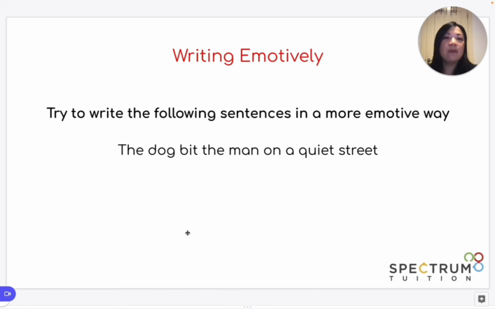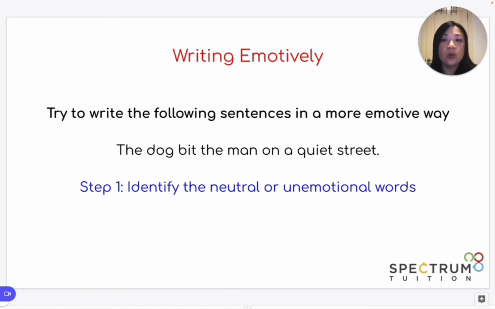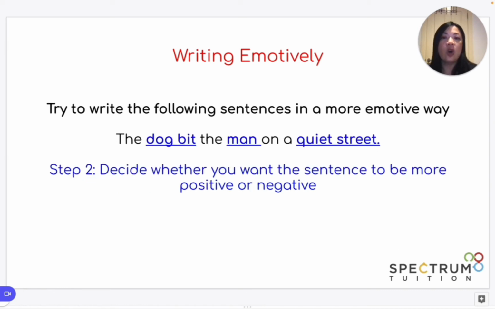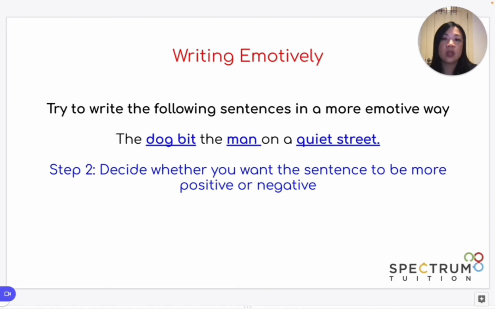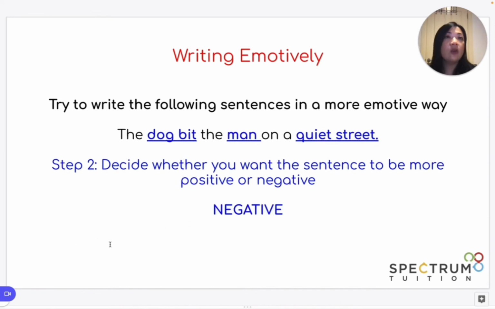So the dog bit the man on a quiet street. I'll give you an example. So what you need to do, firstly, is identify the neutral or unemotional words. So for me, that would be dog, bit, man, and quiet street, right? So these are all neutral or unemotional words. Then step 2, decide whether you want the sentence to be more positive or negative. Right, I want this to be a more negative term.